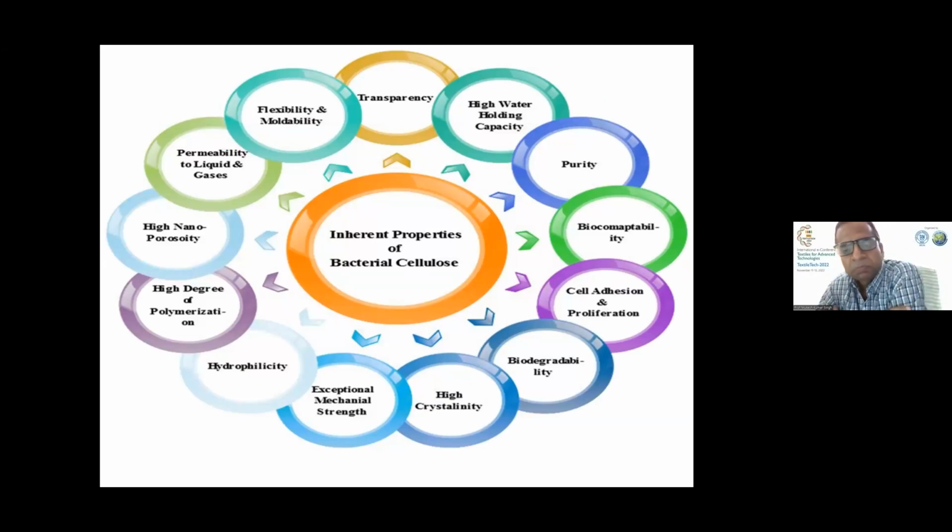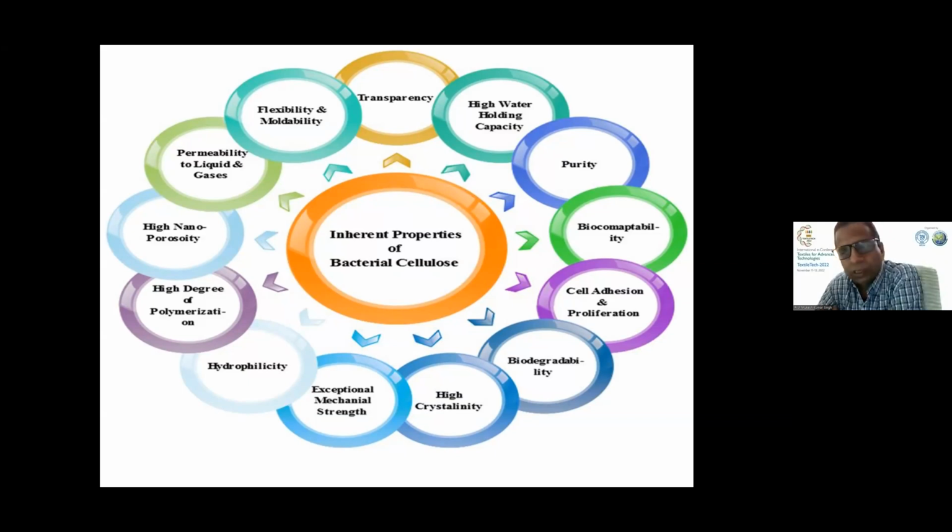These are the beautiful attributes of bacterial cellulose, which make this a very smart and useful material. It is a transparent material. It has very high water holding capacity. If you talk about purity, it is 100% pure. Biocompatibility is also very good. Cell adhesion and proliferation of various human cells is also a very good capacity in this sheet.